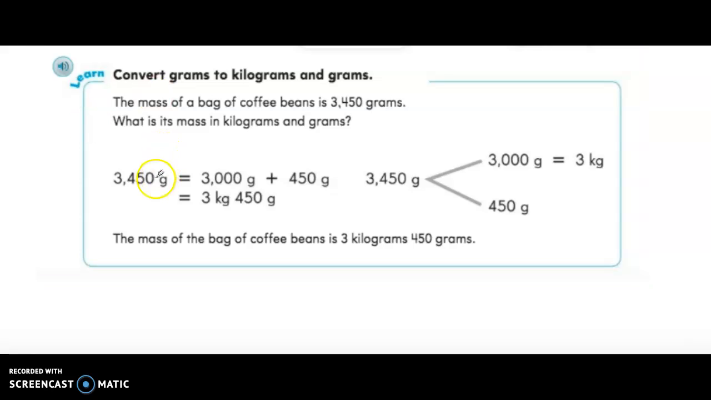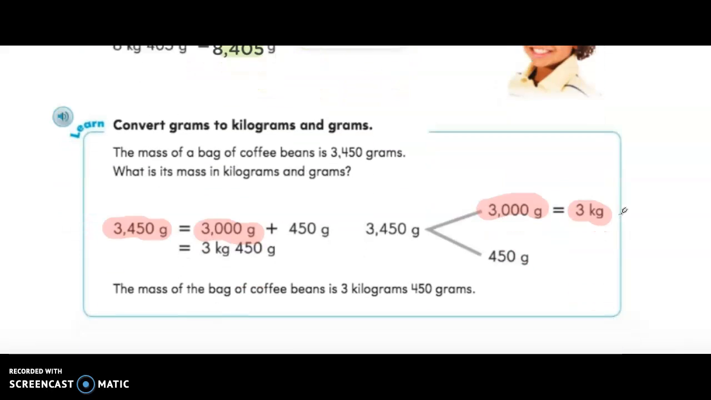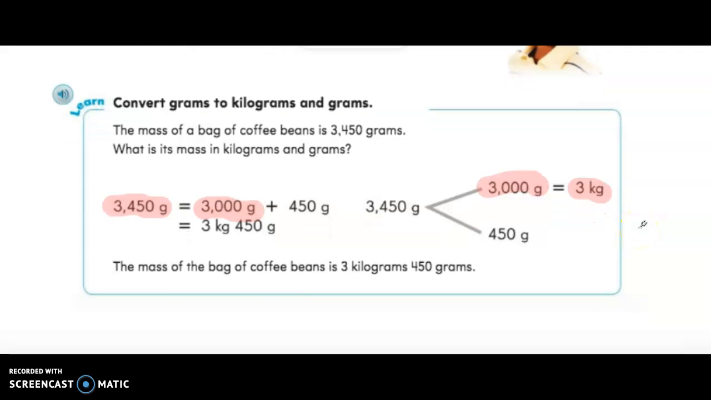Our starting amount is right here, this 3,450 grams. Similar to what we've done before, we want to think about how many thousands, because there's 1,000 grams in a kilogram, how many thousands can we pull out of this number in order to convert? They start by taking out 3,000 grams, which they do right over here, and then converting that into 3 kilograms. As we talked about above, 8 times 1,000, if we think back to how multiplication and division relate to each other, now we're doing the opposite. We're dividing by 1,000 to get down to just 3.